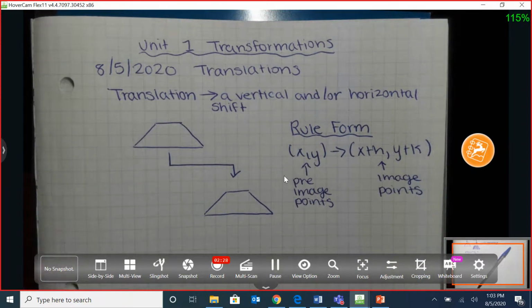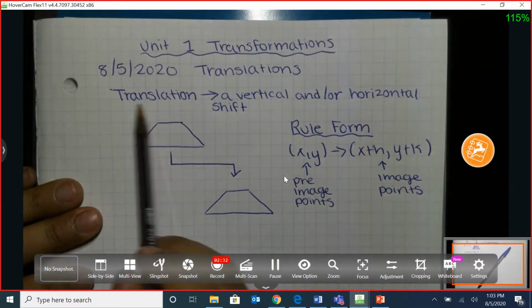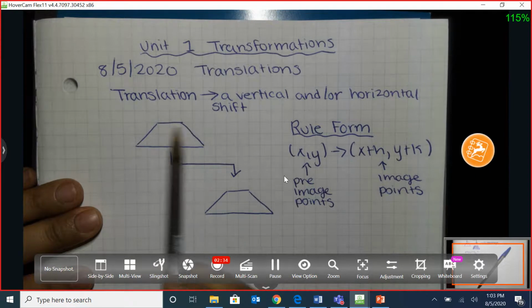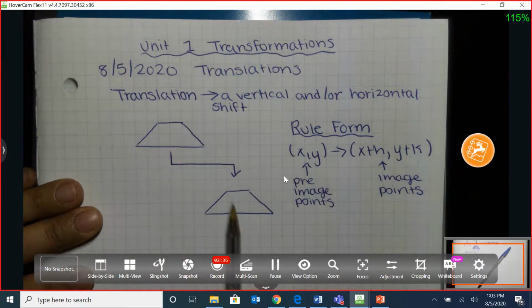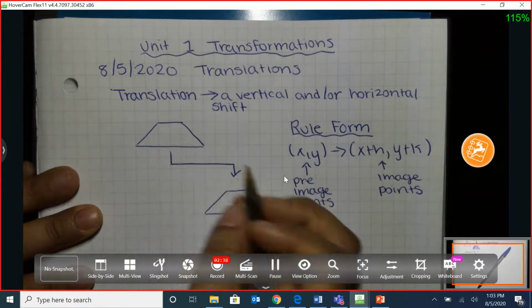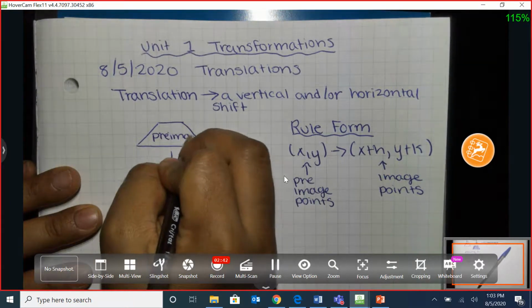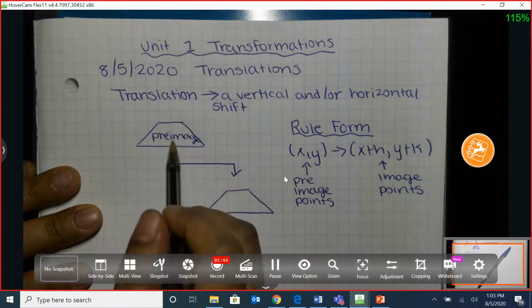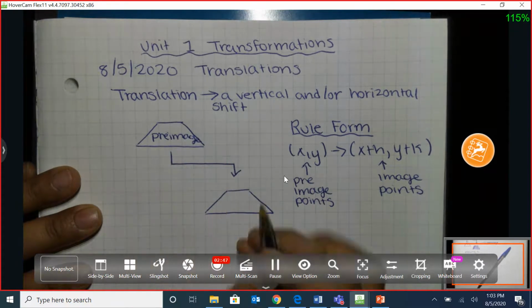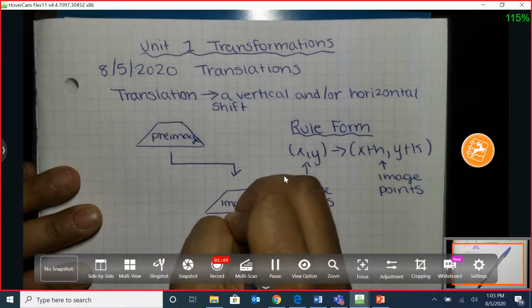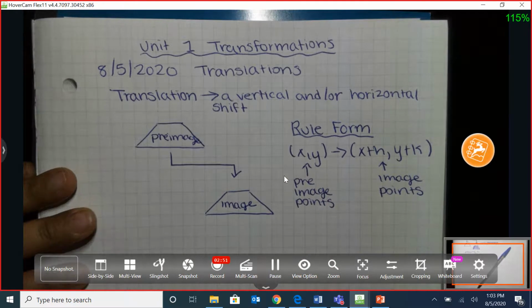Okay, as you write, I'm going to explain a little bit. Here, a translation basically means that it moves the figure from one position to another. From here, this is going to be my pre-image. That is the original image before moving it somewhere else. After you move it, you get what is called your image.